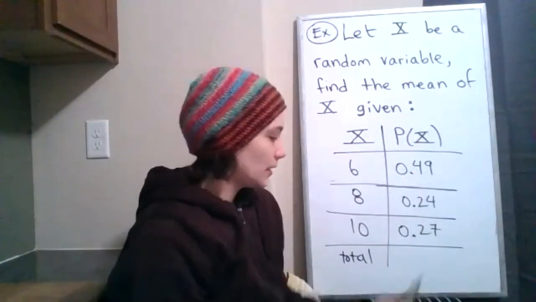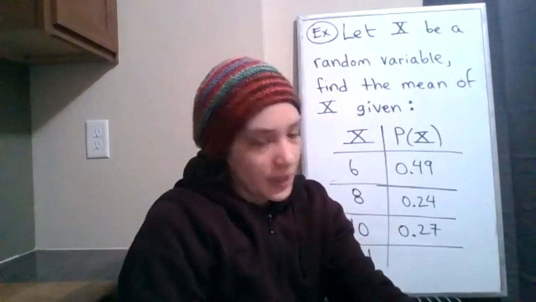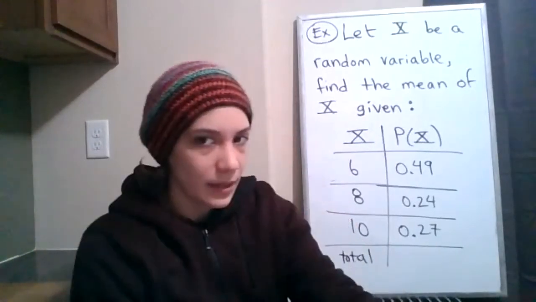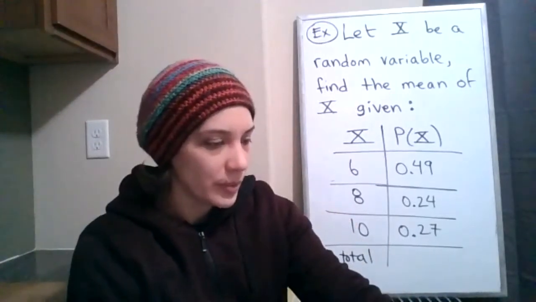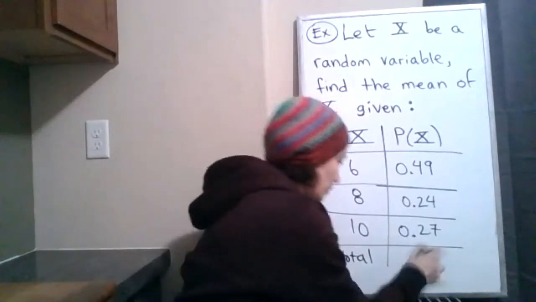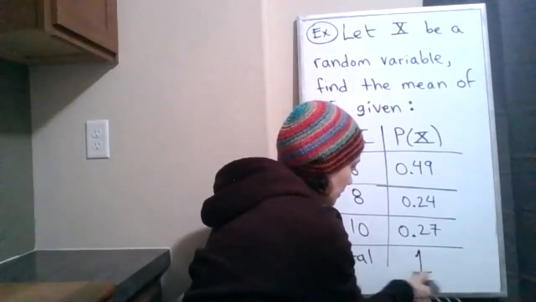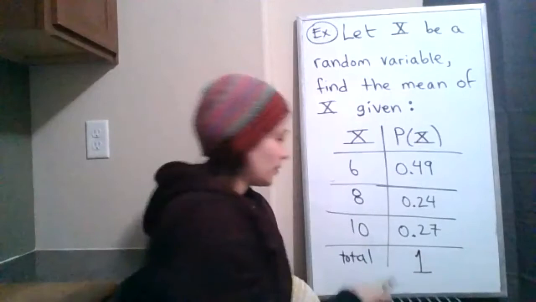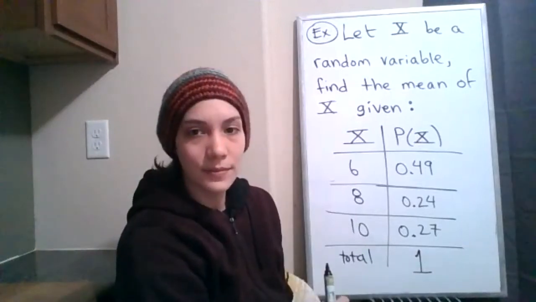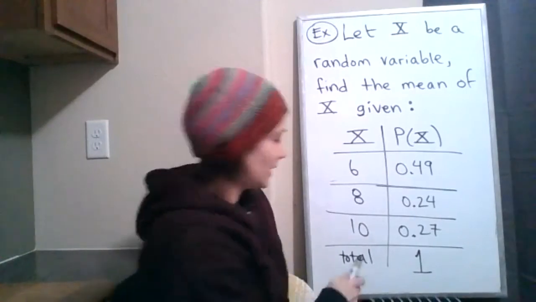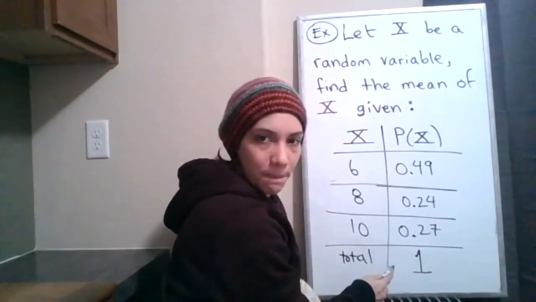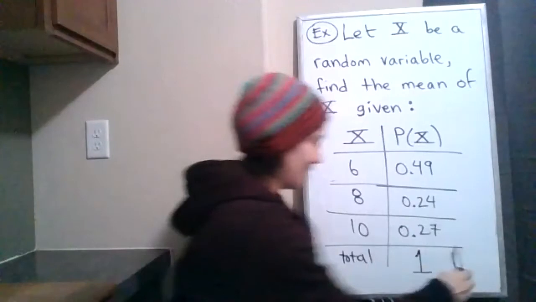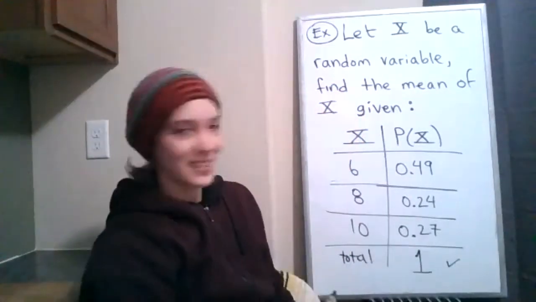So I checked it, but you can always double check it. That 0.49 plus 0.24 plus 0.27 equals 1. But that's just a little fun. I got one. I confirmed it. Oh, you checked it. Thank you.